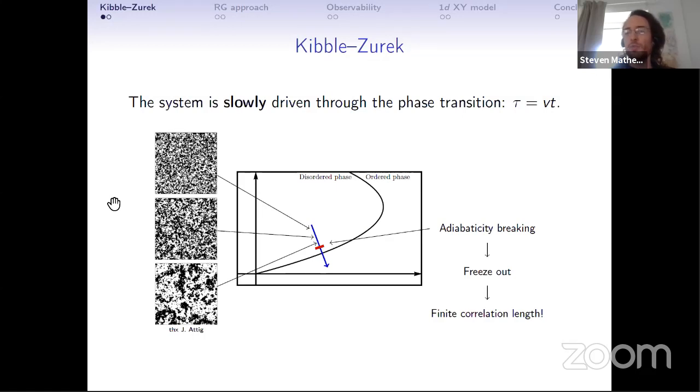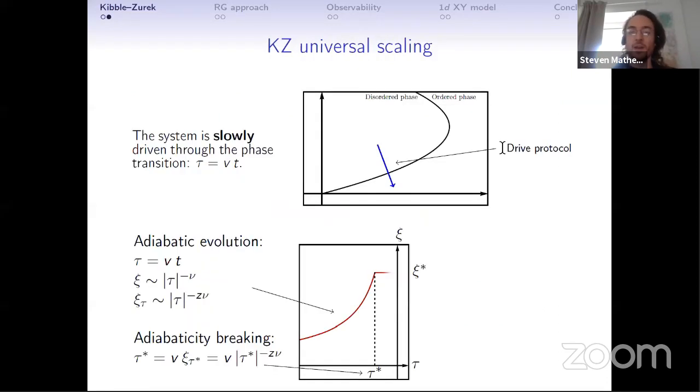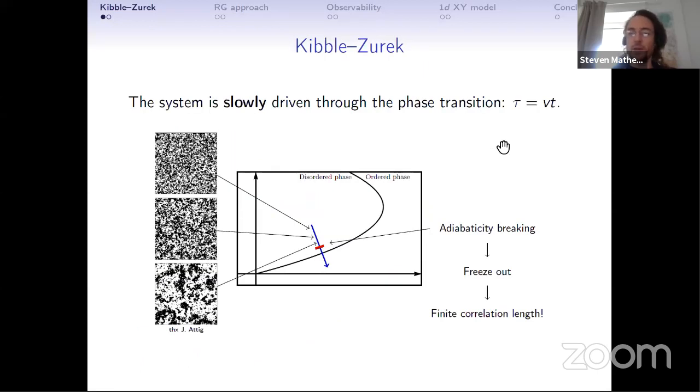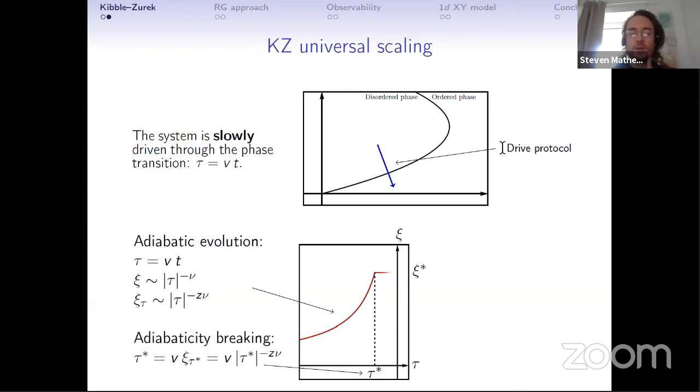And that happens before we reach the critical point, such that there is a finite scale, a finite correlation length in the system. So it means that if we try to dynamically bring a system across a second order phase transition, we automatically imprint a scale onto the system. So adiabaticity breaking produces a scale.